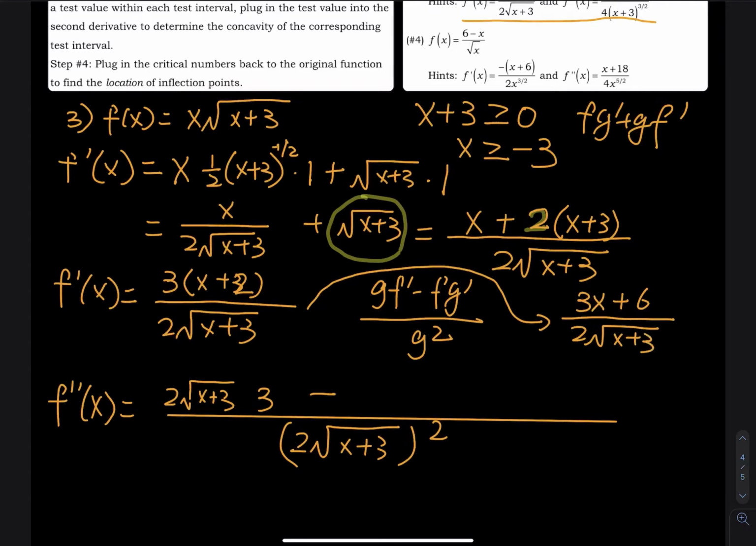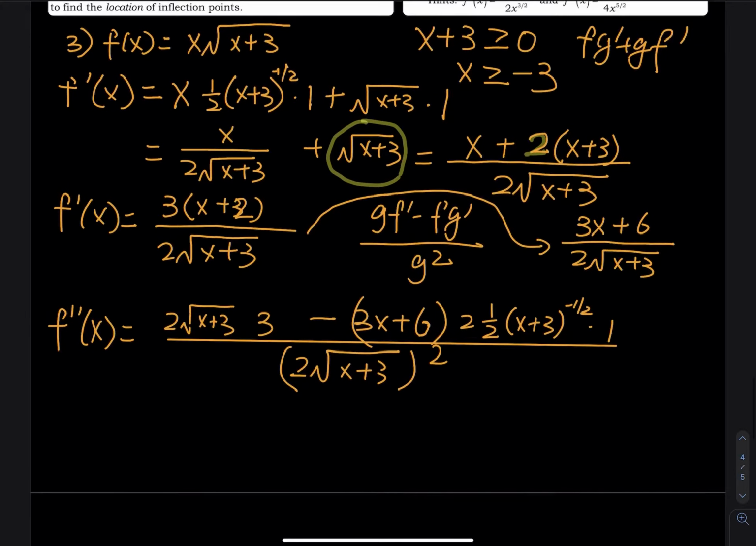So fg prime, that will be 3x plus 6, and then the derivative of the bottom, so that is 2, and then you bring the 1/2 down, x plus 3 to the negative 1/2, and then the derivative of x plus 3 is 1. And then you have to simplify the top all the way to the end. I know it's a lot of work, you have to do it.